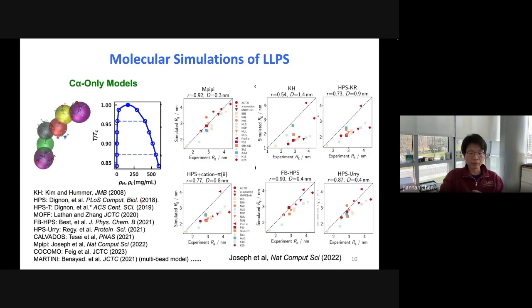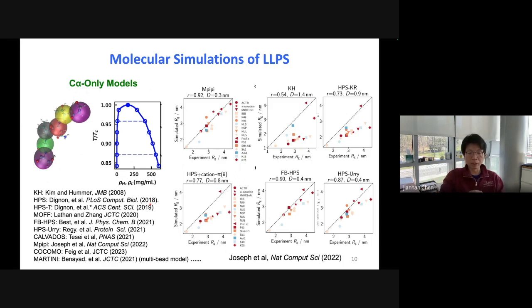Then the first adaptation of this kind of model to study phase separation was done by Jianhan Chen et al. and Robert Best and co-workers. And this was done around 2018. Since then, they showed that this model can be used to really capture the sequence dependence of whether a peptide will phase separate or not.